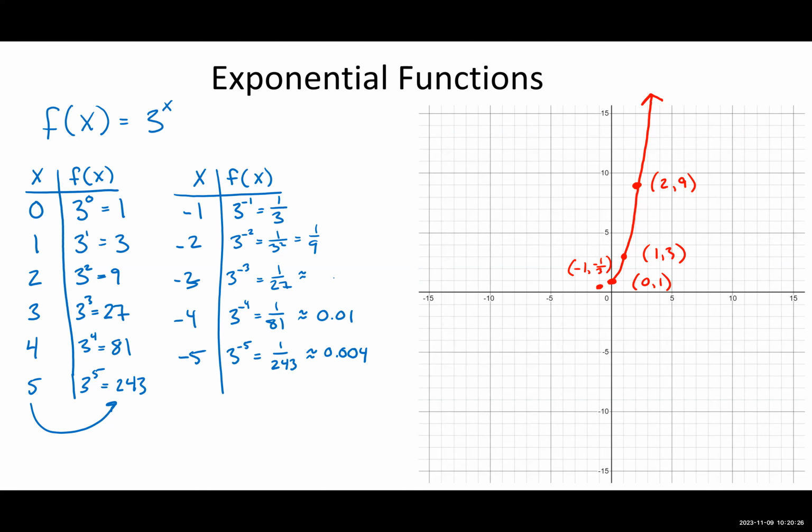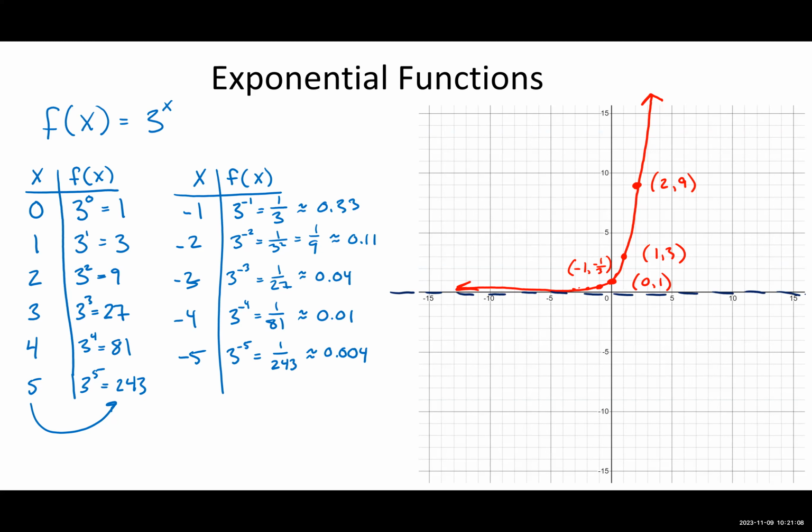1 over 27 is about 0.04. 1 over 9 is, if we round it, about 0.11. And 1 over 3 is about 0.33. So as the x values get more negative, the y values are getting closer and closer to 0. So what happens is the graph sort of levels off at 0. And what we see here is a horizontal asymptote at 0.